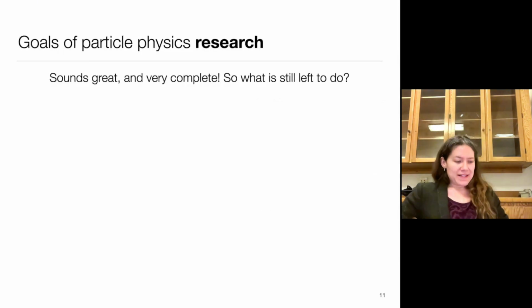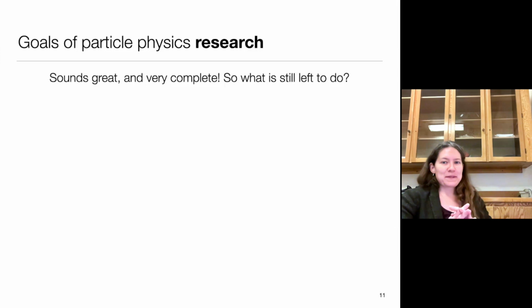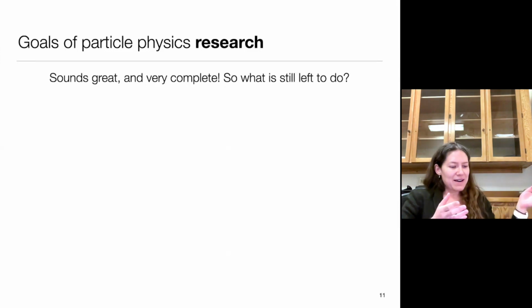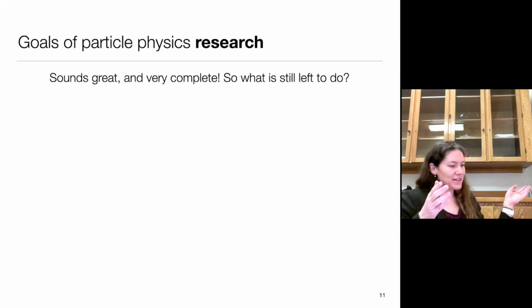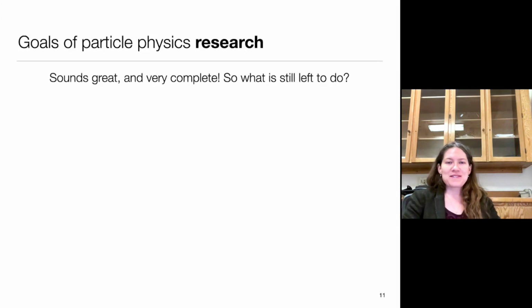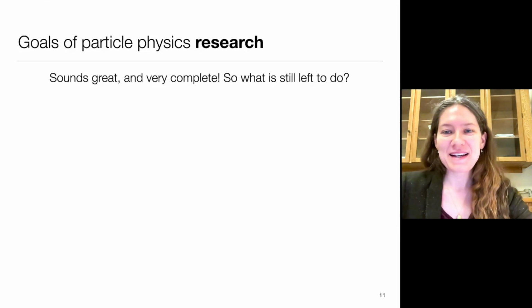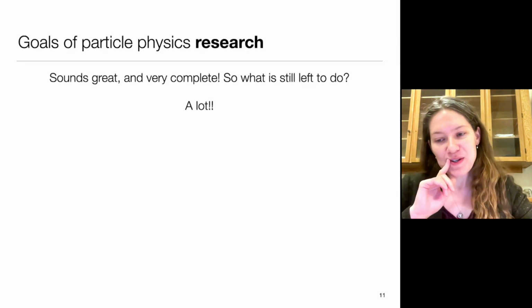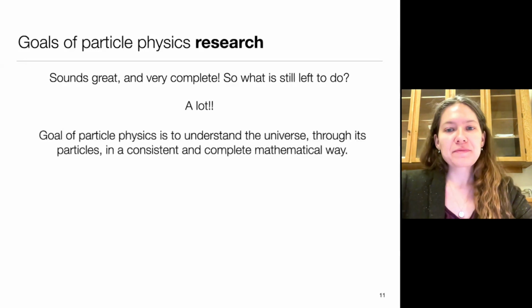So, okay, well, that sounds great. Looks very complete. So given that we have this beautiful, complicated mathematical model, we have these 17 observed particles, everything seems tidy. Why are there still particle physics researchers? What are we actually doing? It turns out there's a lot left to do.